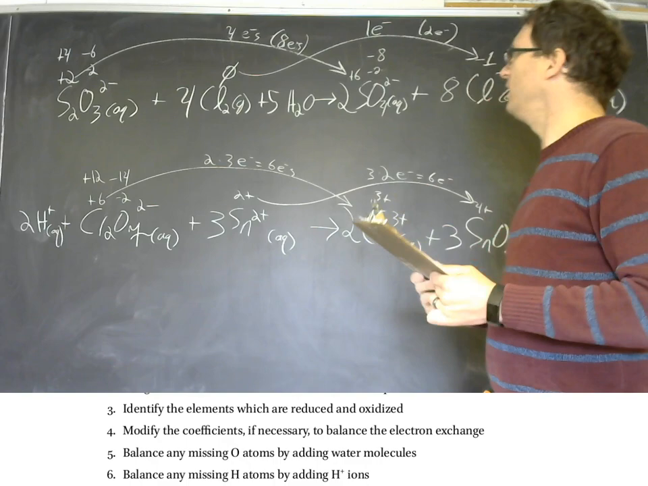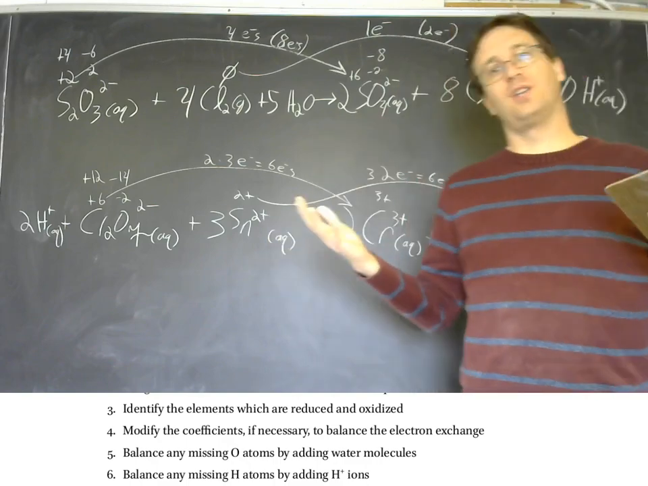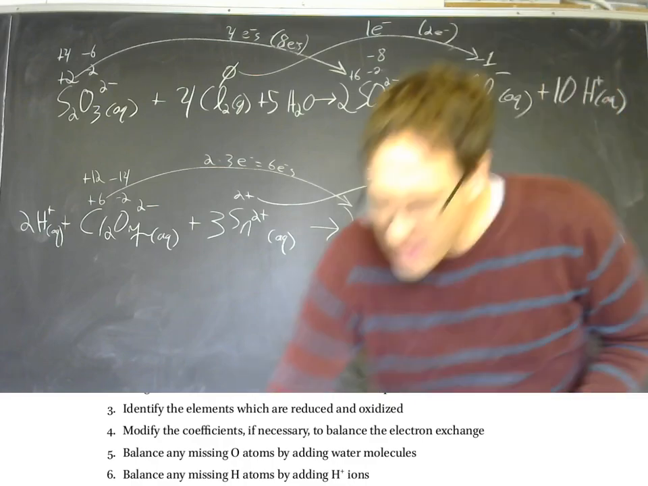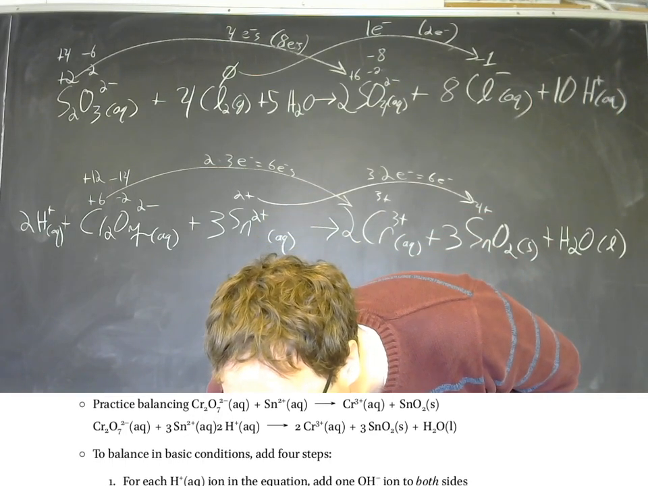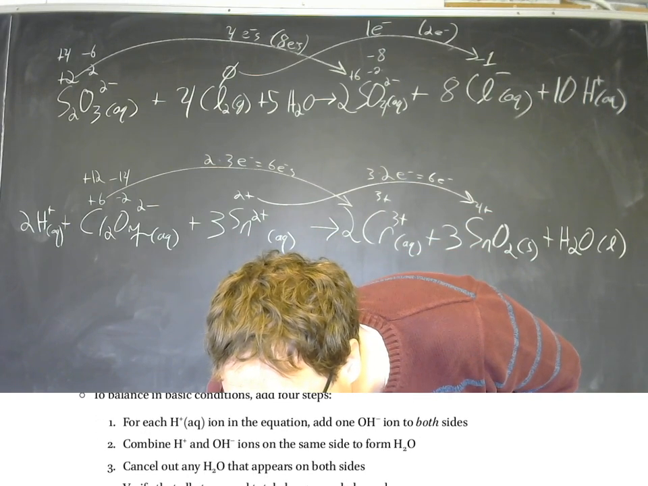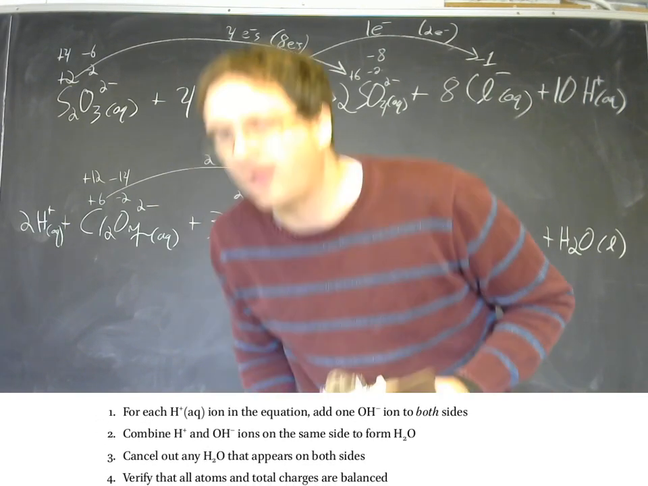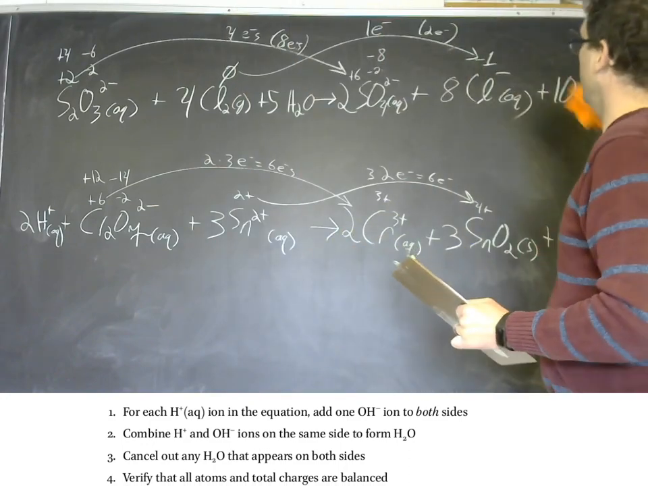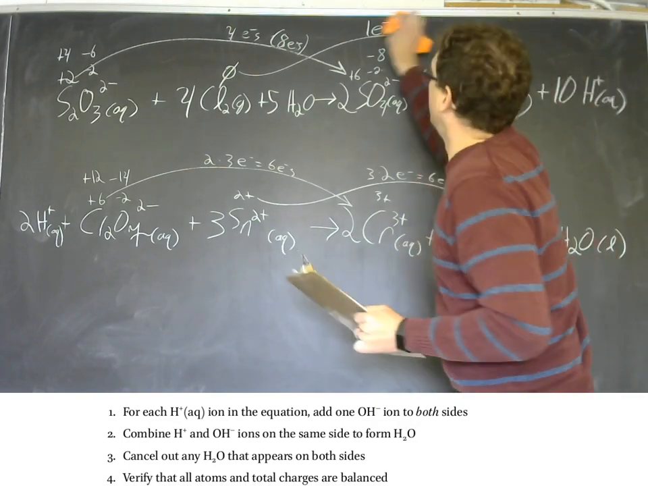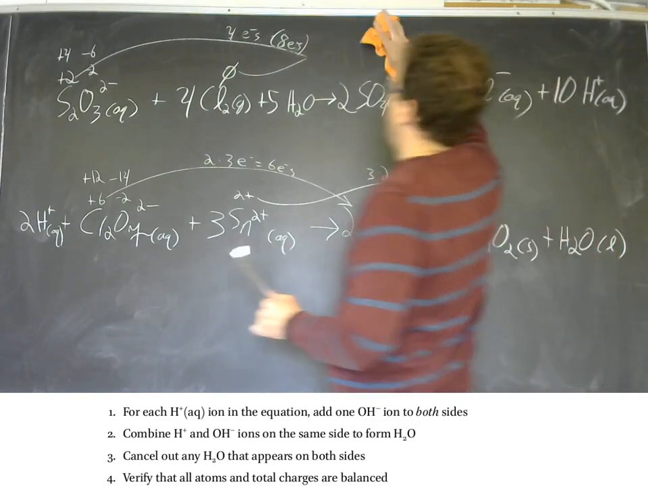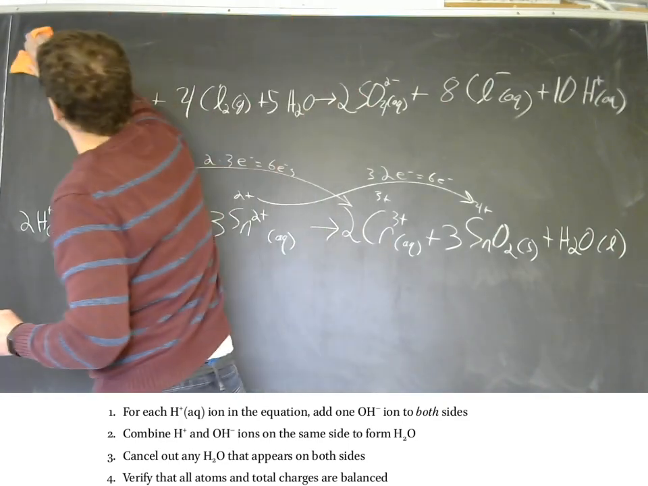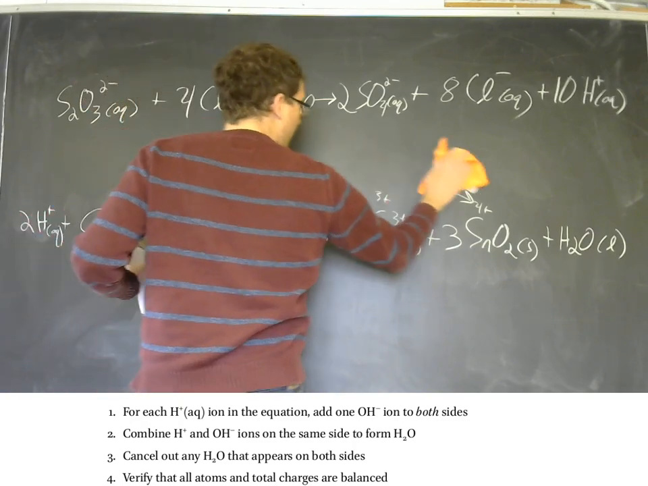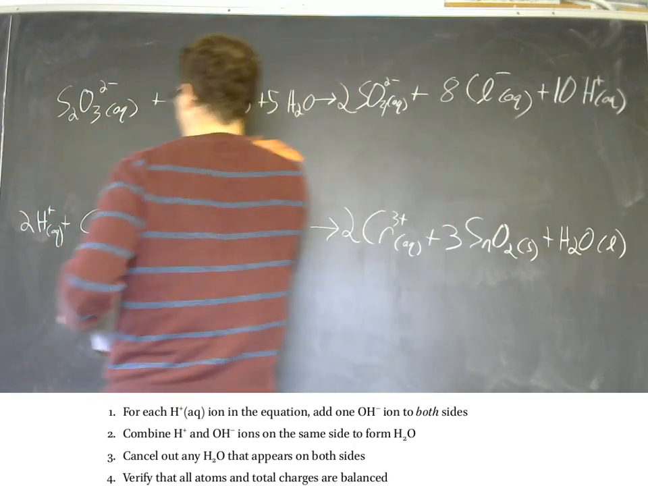When we balance in basic conditions, the first step is to balance it as if it were an acid. And then we're going to add 3 additional steps that sort of modify it and make it into a base. So I'm going to erase all of my annotations here, and we'll balance both of these equations now under basic conditions. Okay, I think we've cleaned that up.